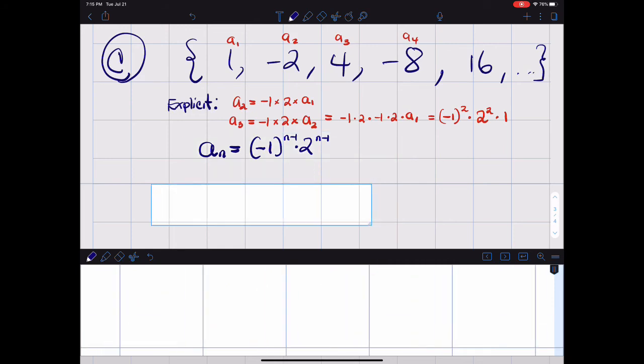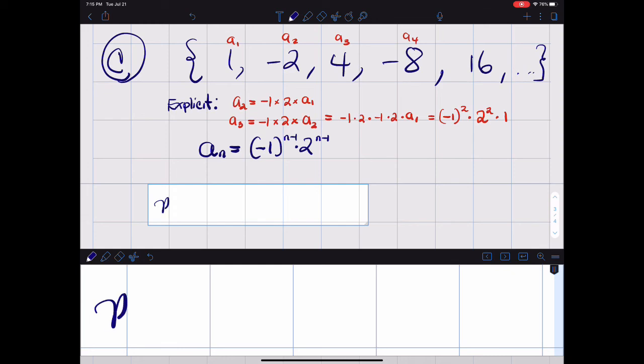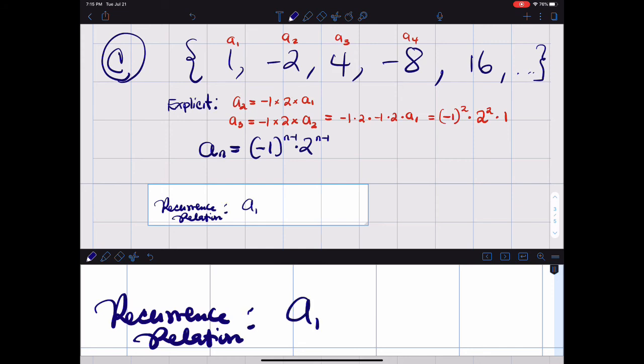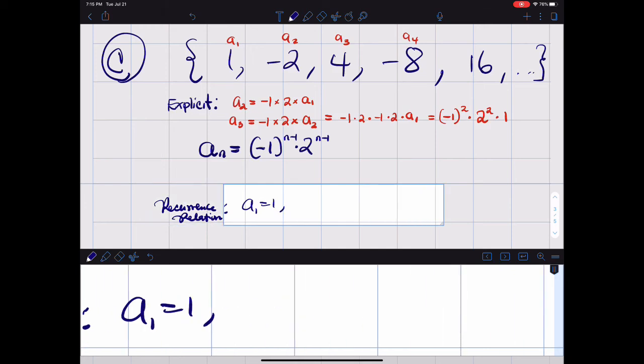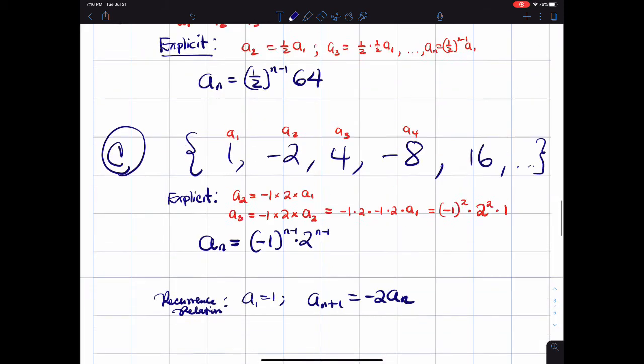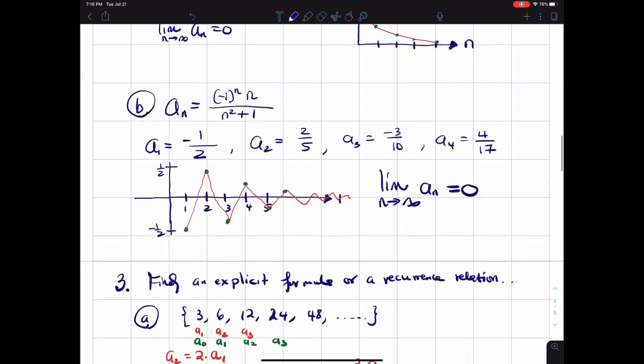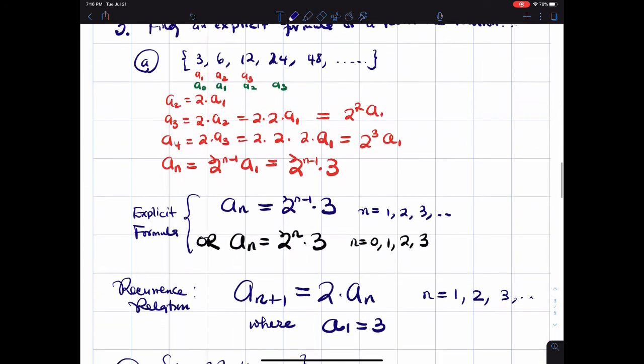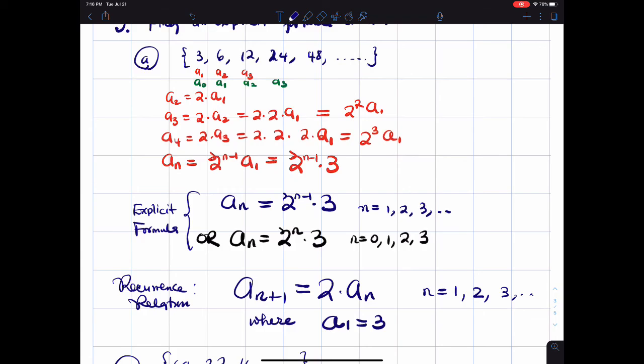Of course, the recurrence relation is just easy. We forgot about that. The recurrence relation is just going to be A1 is 1, but then after that, An plus 1 is -2 times An. All right. Okay, what else can we do?